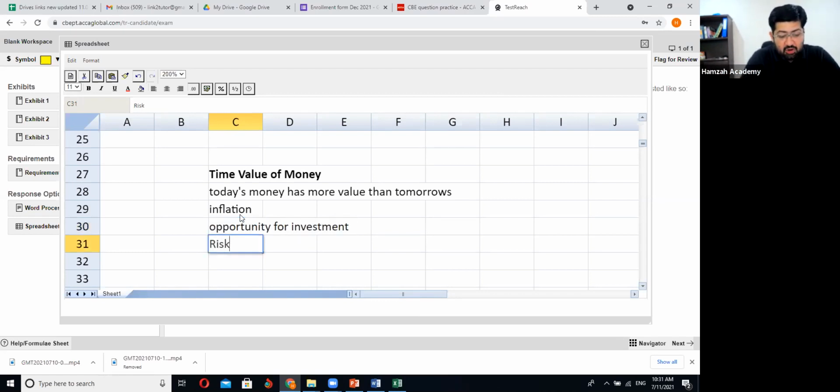The third is risk or uncertainty. It is clear that you are getting money today. But will you get it tomorrow? Which is being promised? Not clear. Not clear at all. I hope this point is clear to you people. Is it clear?